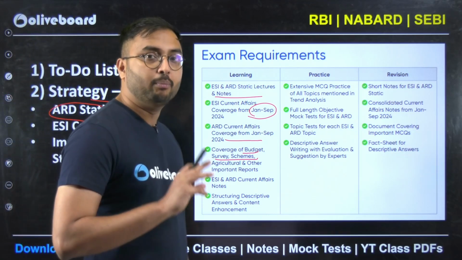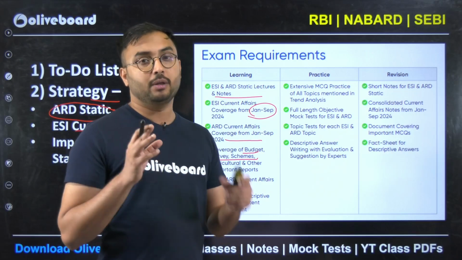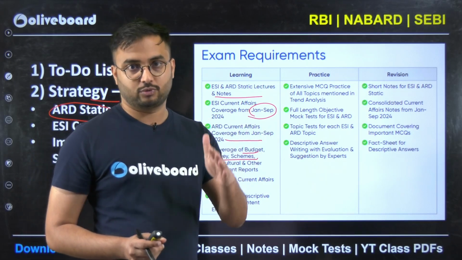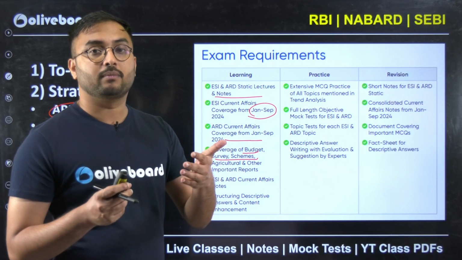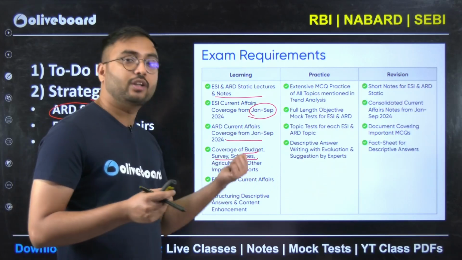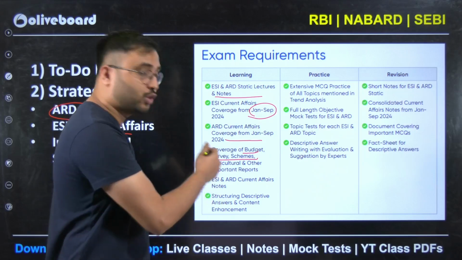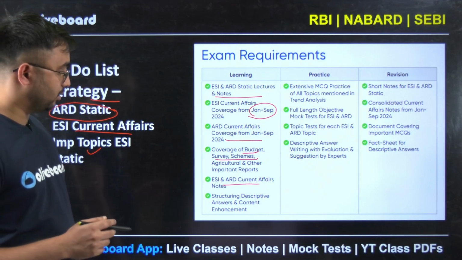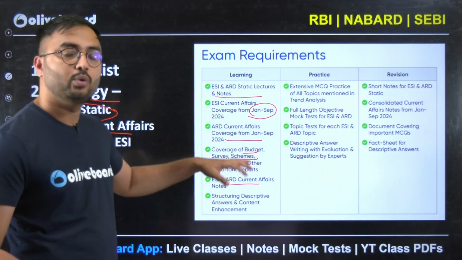The questions in phase 2 would be more in depth, more difficult, complex, and 2-marker questions will be from important topics like NABARD flagship programs, important agricultural reports like, for example, agricultural census, and the important agriculture related reports. One of the reports being the report on livestock, that's what I forgot. And then ESI, ARD, current affairs, and then structuring the answer. Okay, so all these are things which you should learn.